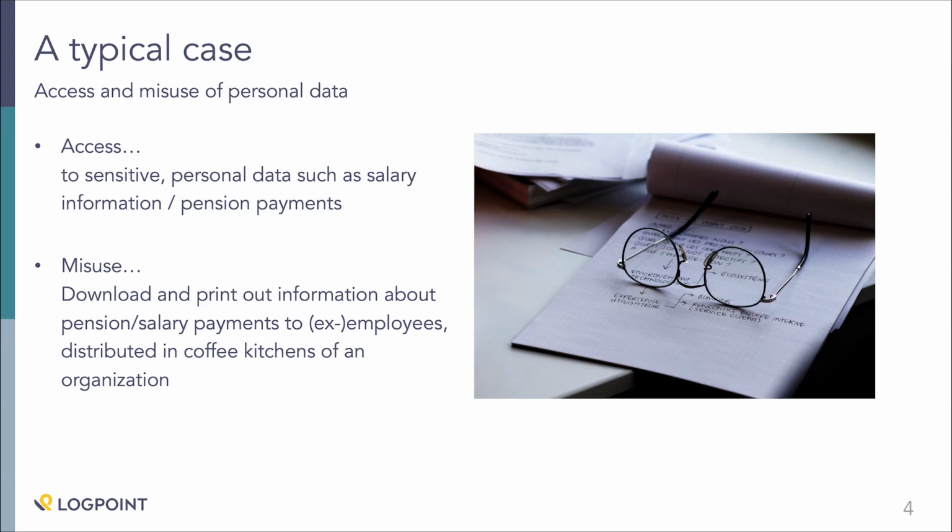In this case, there has been an access to salary information or pension payments, and the data got actually downloaded and printed out and was distributed in coffee kitchens or coffee places in that organization. And you can imagine how quickly and far this information distributes among employees. The challenge that the SAP customers are in usually is then a severe GDPR compliance issue.